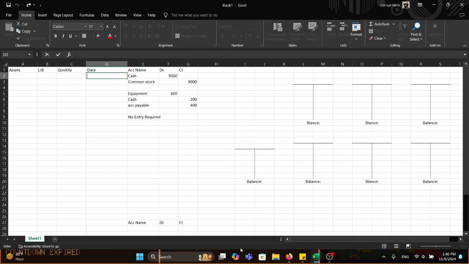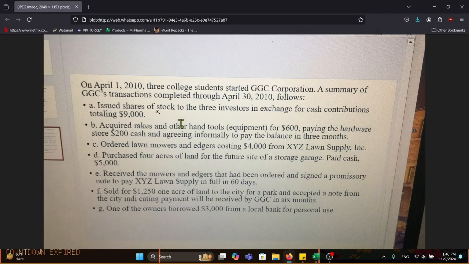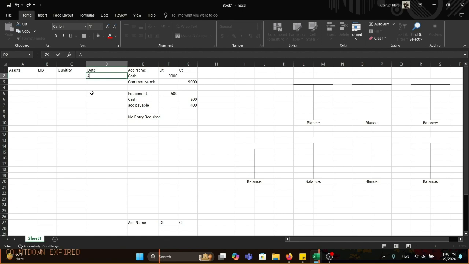I forgot to write date over here. We're gonna write date, which doesn't say like the date. So we're gonna write ABCD. So here is A, here is B, and this is C. Now we're going to D.